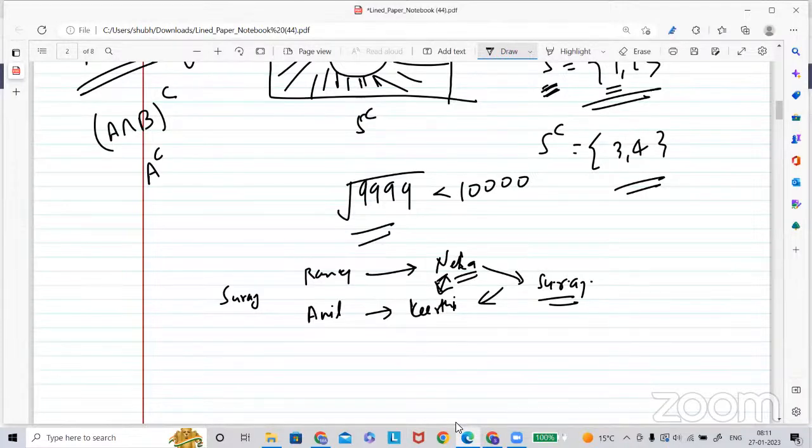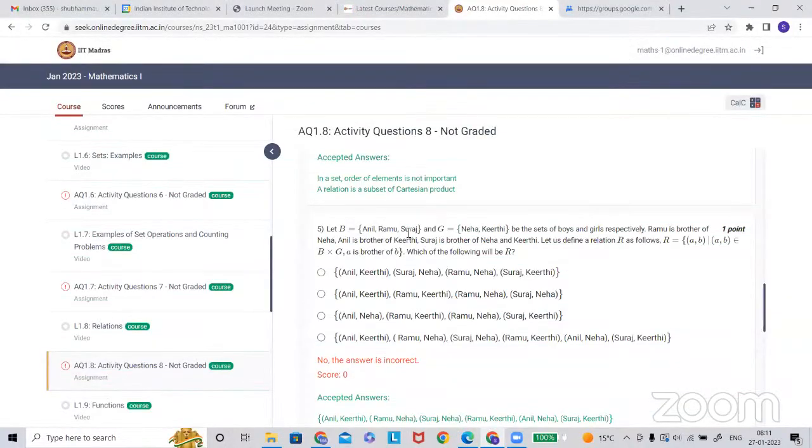And similarly, Ramu and Suraj are also brothers. So these are all sons of one father. But Anil and Neha is not possible, I think. This is the set of brothers and this is the set of sisters. Ramu and Anil are both brothers, and all are the son and daughter of one parent. That's why the whole element will come.